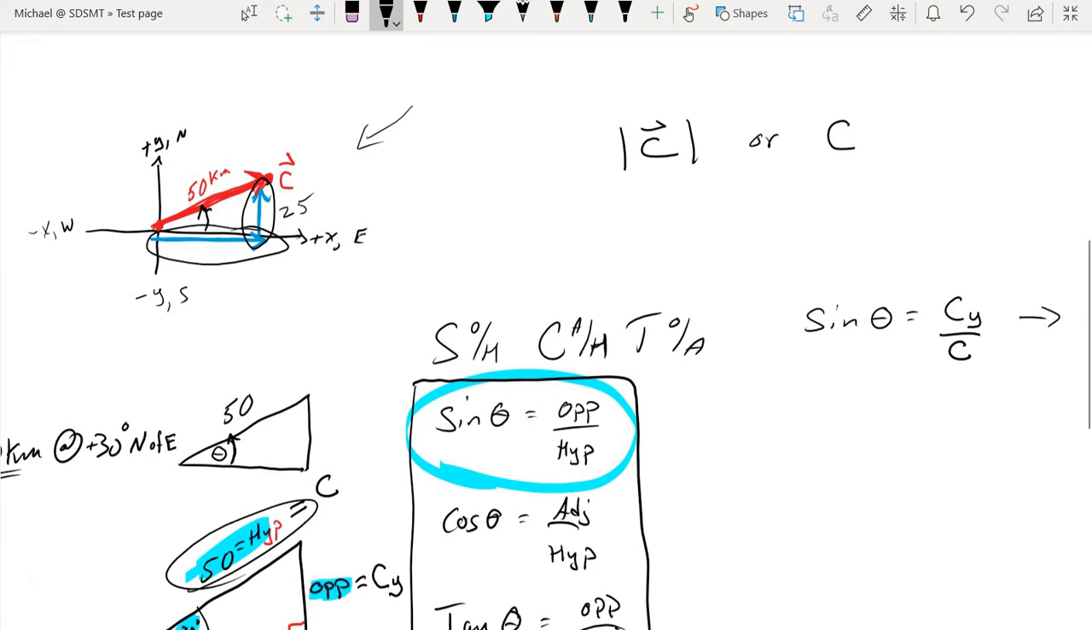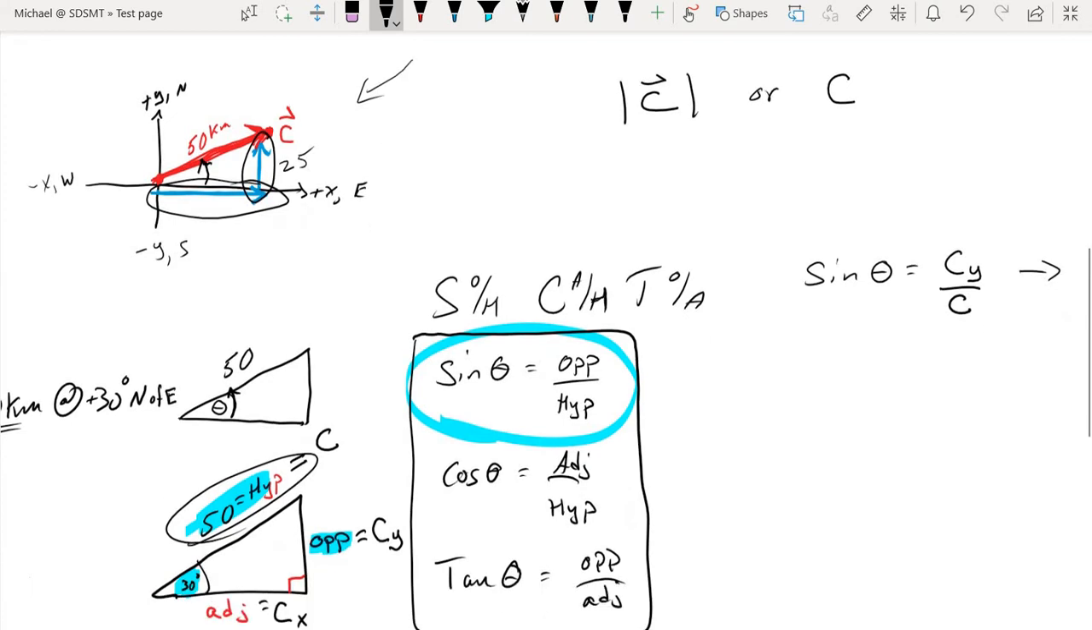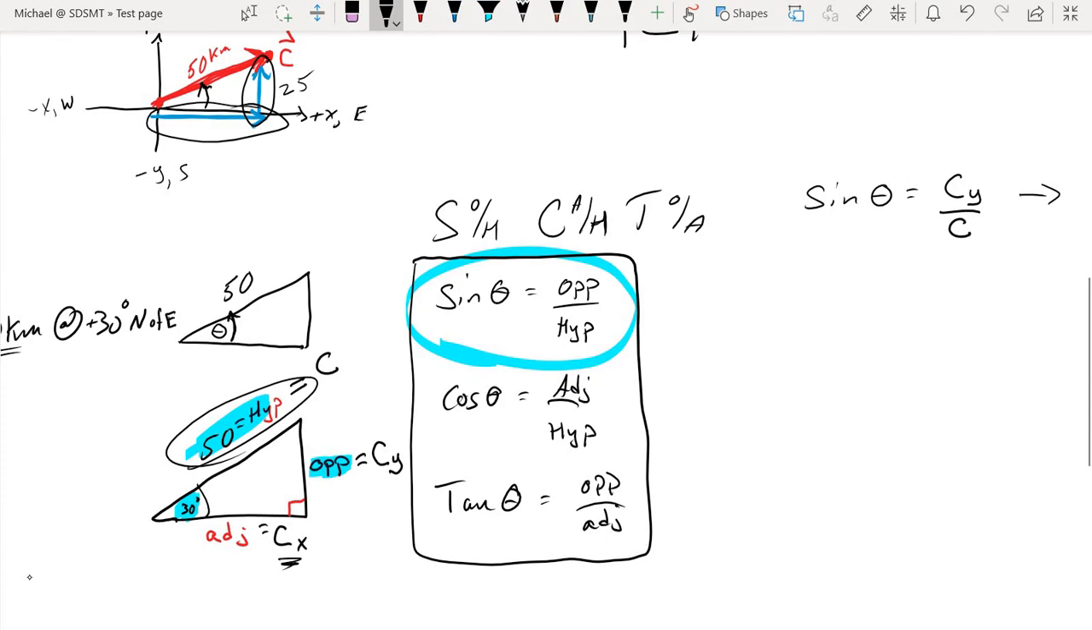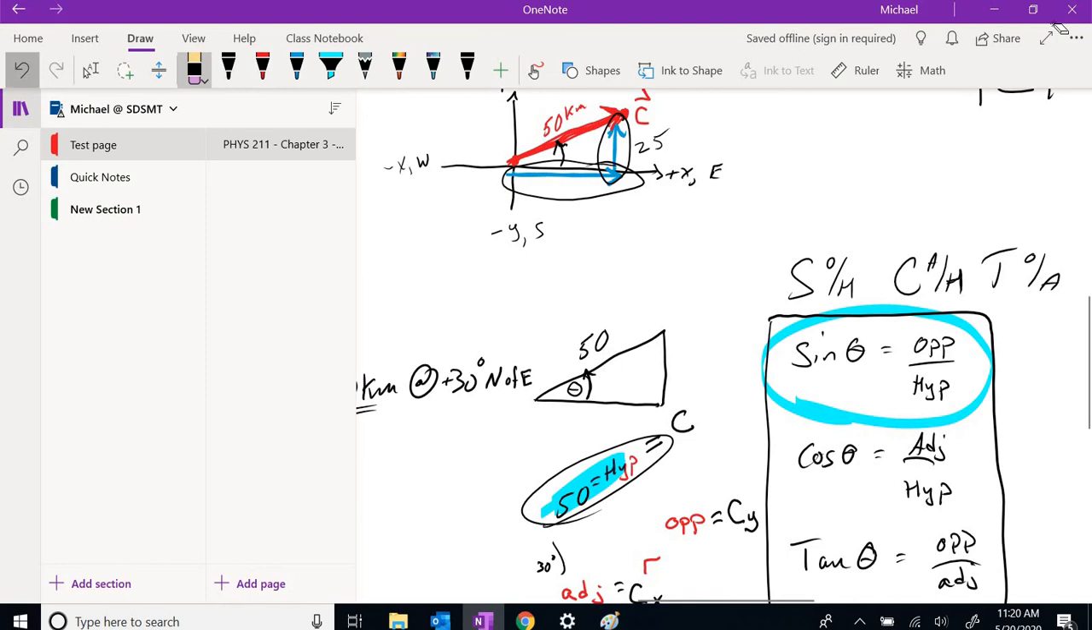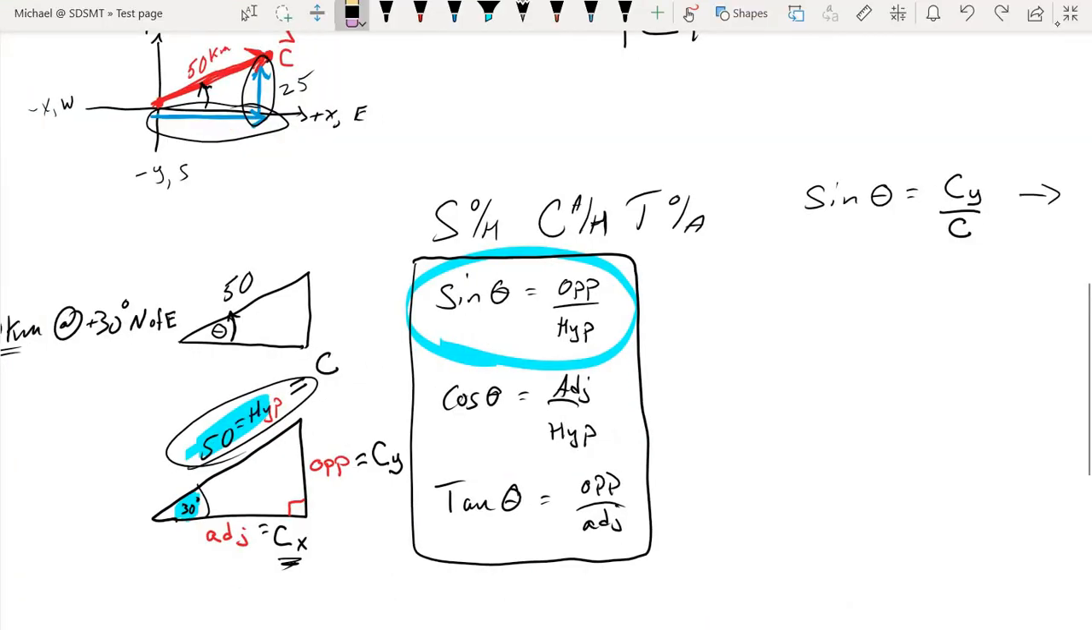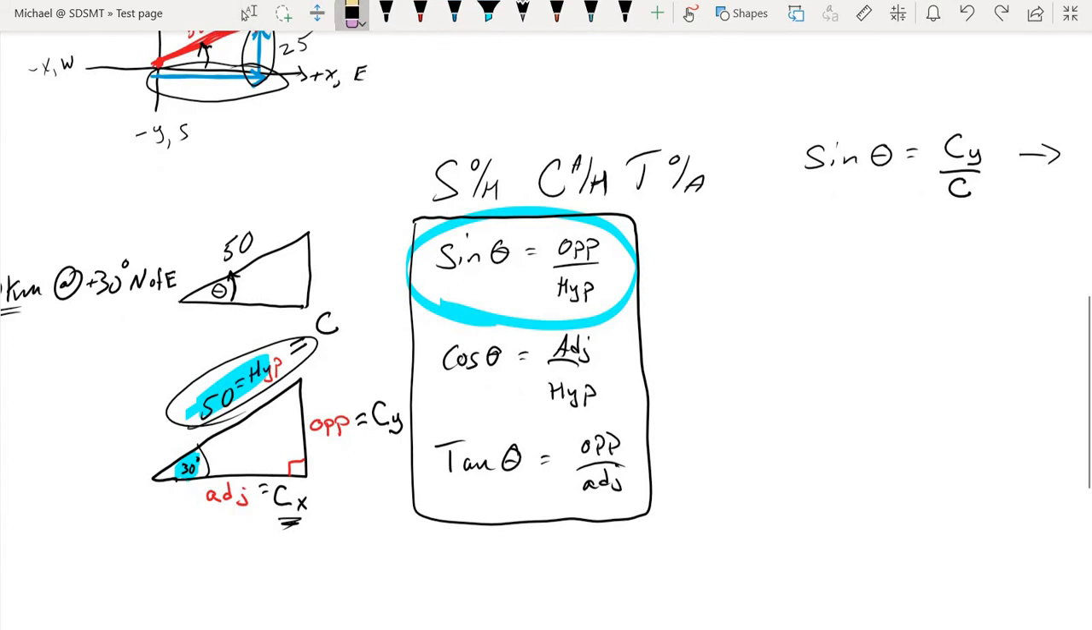Now we just have to figure out how far to the east we traveled, and that is going to be the value of our x component. For that x component, didn't want to do that. There should be a back button. There we go. Let's see if I can do that again without erasing. There we go.